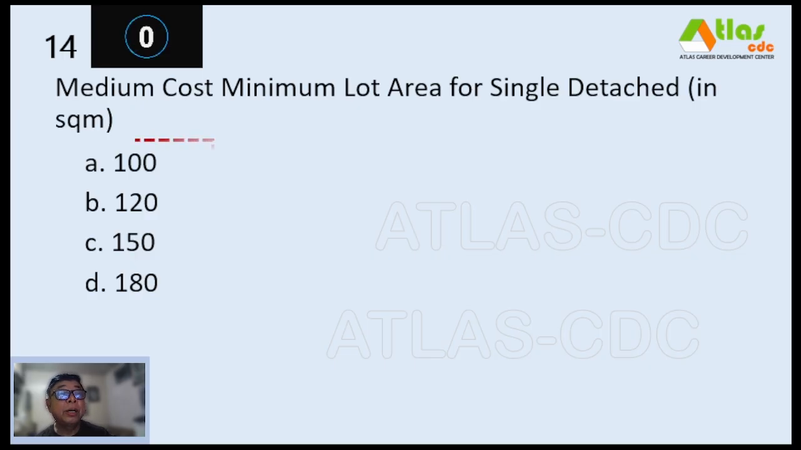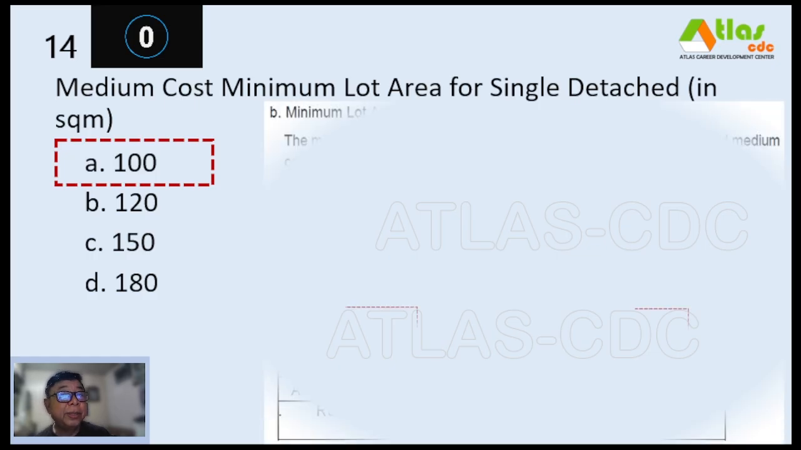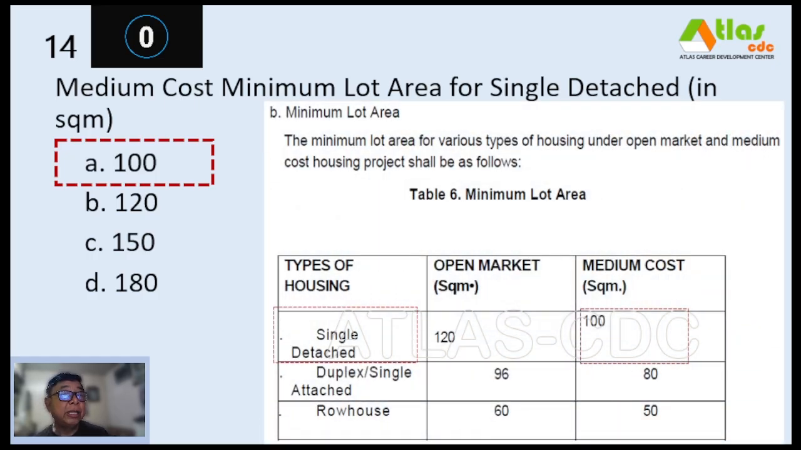And our correct answer is letter A, 100 square meters. So again, according to this table, for single detached, medium cost is 100 square meters minimum lot area as compared to open market na 120 square meters minimum lot area.